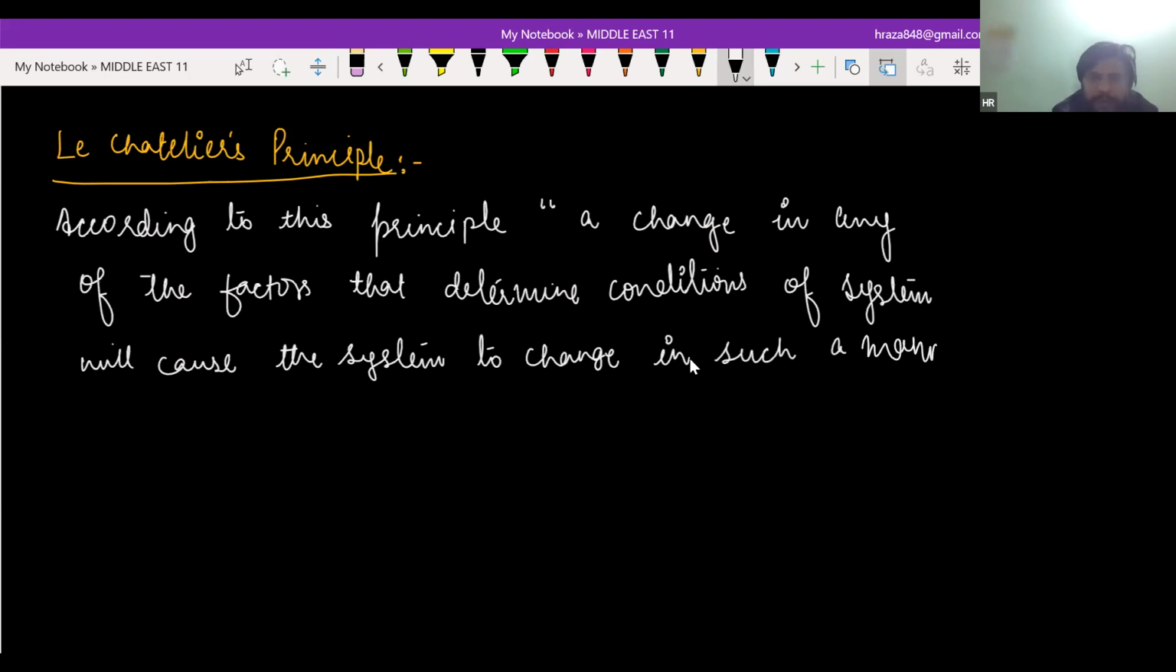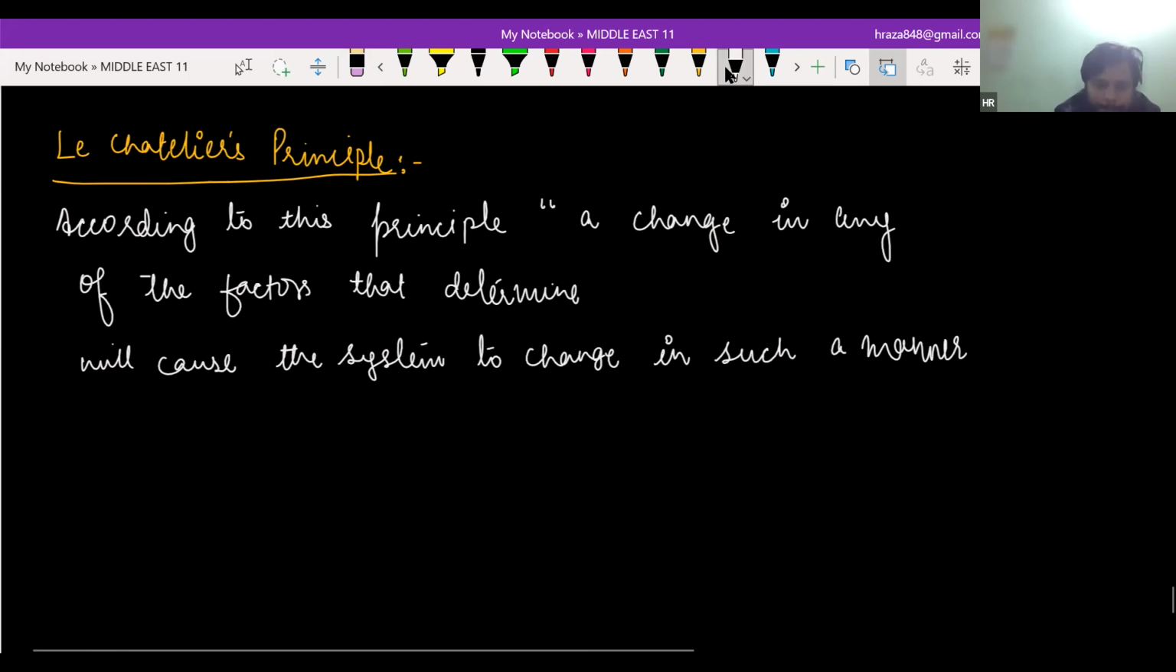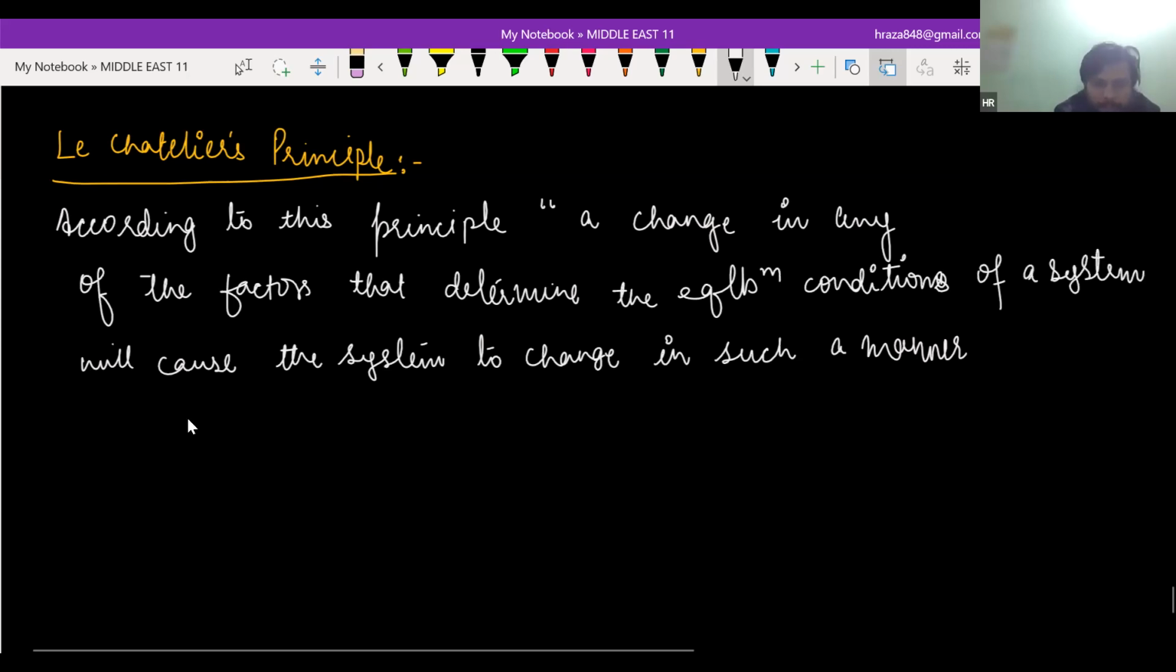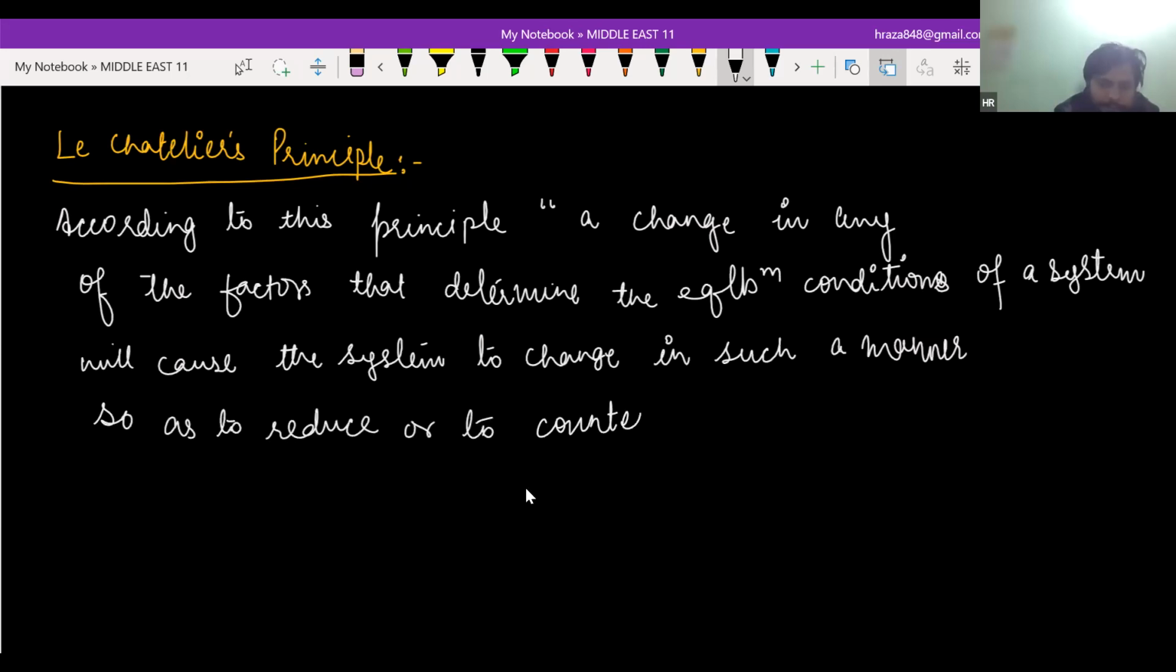Wait a minute. The equilibrium conditions of a system will cause the system to change in such a manner so as to reduce or to counteract the effect of the change.